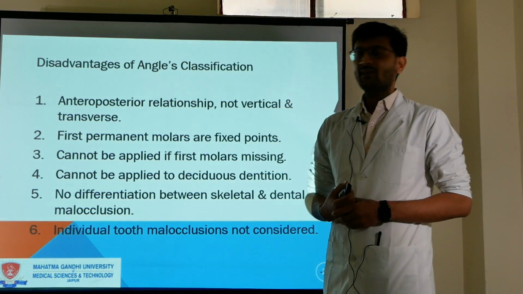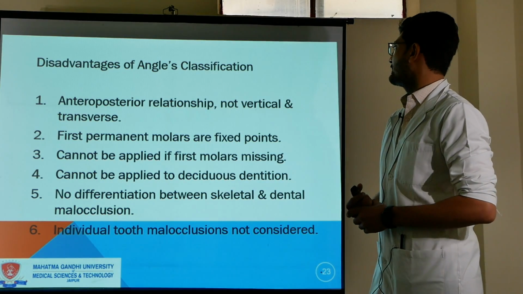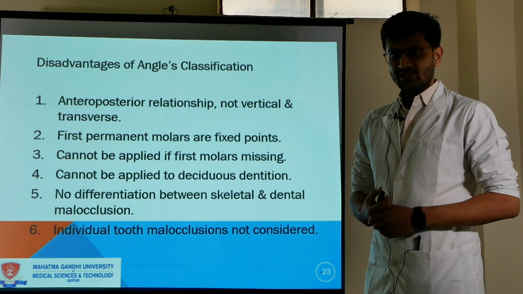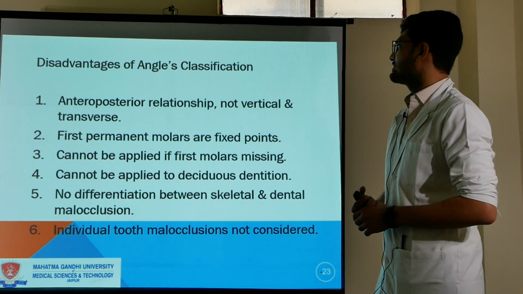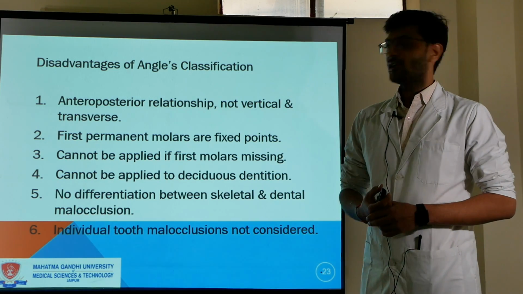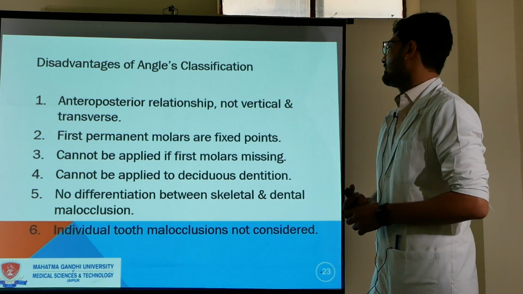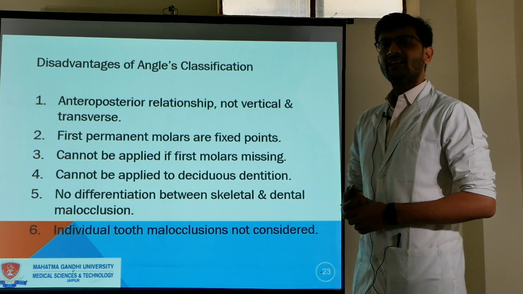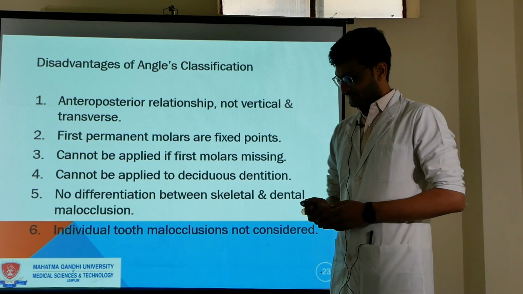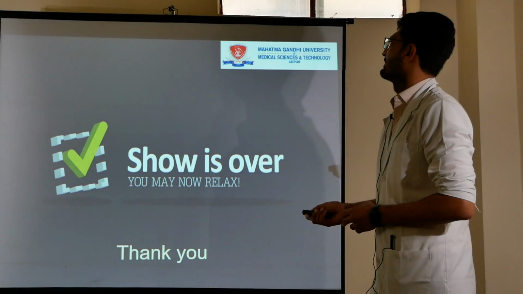Finally, coming to the disadvantages of Engel's classification, antero-posterior relationship is considered but not vertical and transverse. First permanent molars are considered to be the fixed points, cannot be applied if the first molars are missing, cannot be applied to deciduous dentition, no differentiation between skeletal and dental malocclusion, individual tooth malocclusion is not considered. Thank you.